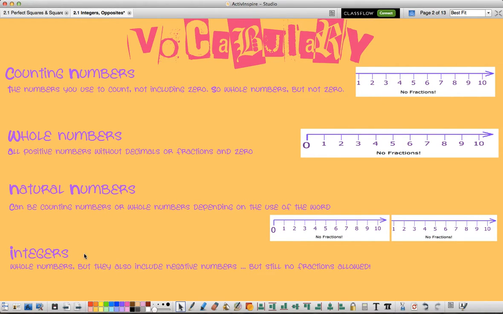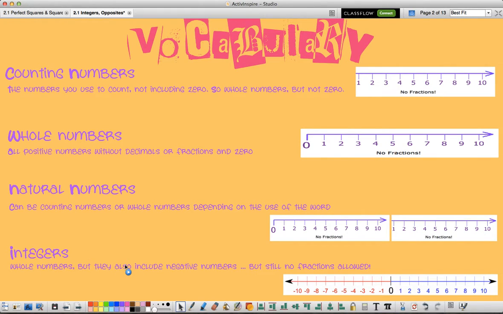Then integers. Integers are whole numbers, but they also include negative numbers. They still don't have fractions or decimals though. So in this case, you can see that they go from the right and the left of 0.